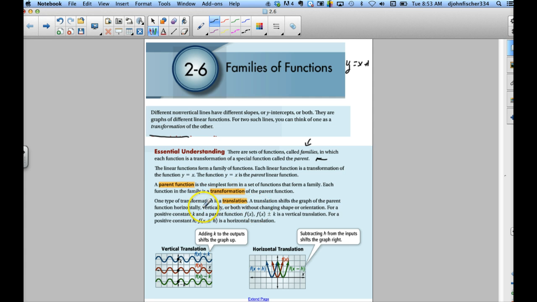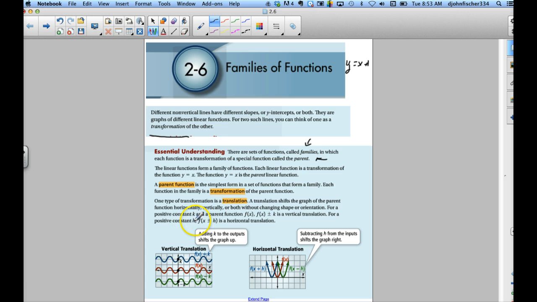For a positive constant k and a parent function f of x, f of x plus or minus k is a vertical translation. So in other words, if we just add a number to the end of the equation, take our original function f of x, add a value or subtract a value, it's going to move the graph up and down.